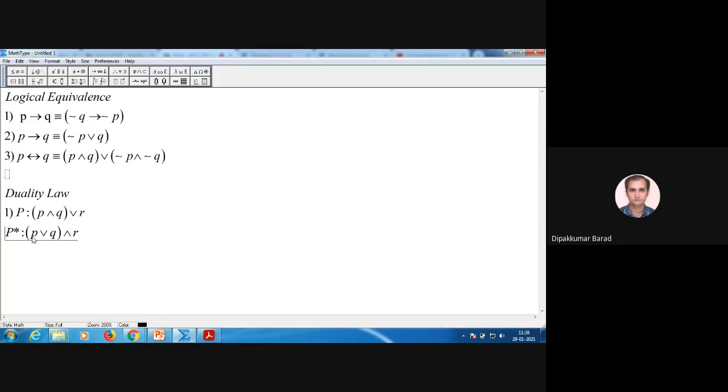And if the formula of the statement P contains some special variable T or F, then its dual P star is obtained by replacing T by F or F by T. So this is the law of duality, in which you just have to replace and by or and or by and, then you get the dual of a statement.